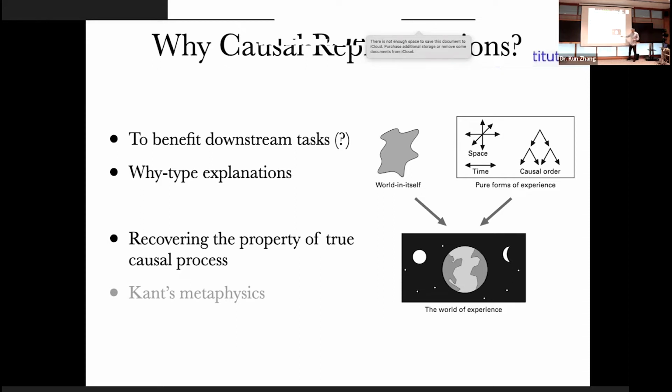We only have access to this world of experience, right? The world of experience was produced by the world in itself, the true world, which we don't have direct access to. And the pure form of experience is basically about our perception system. Whenever we perceive something, we automatically apply those things like filters. In this system, we have a concept of space, a concept of time, a concept of causal order, and so on. So whenever we perceive something, you can see the footprint of causality, space, time, and so on.